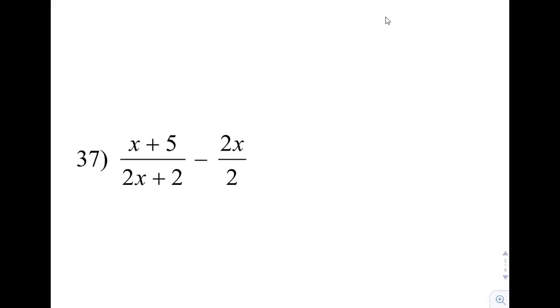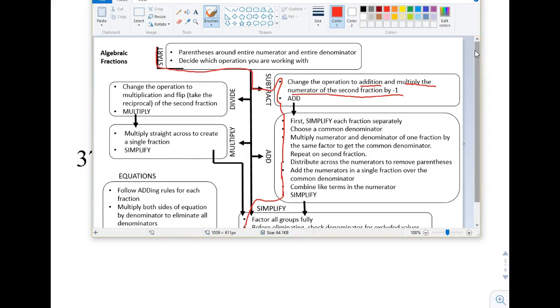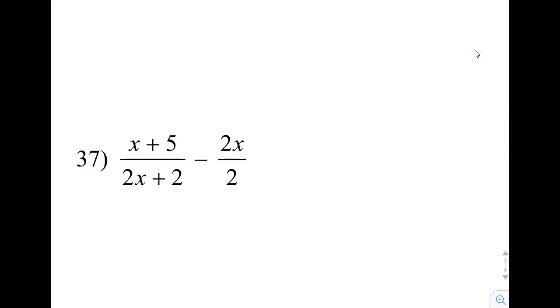We have x plus 5 over 2x plus 2 minus 2x over 2. There's a few opportunities we can have to make this problem a little bit simpler right from the beginning. Let's work our way through our flowchart. First step, as always, get parentheses on it and then determine our operation, which is going to take us to subtraction. So first step, parentheses everywhere.